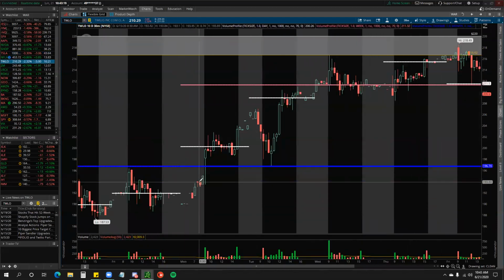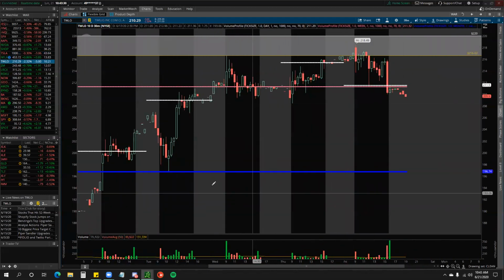All right, Twilio, guys, trying to run this week, woke up extended, fell all the way to point of control, and boom, to the T, guys, gets picked up and then sends this thing flying. Little example there. If it still can't break this all-time high, guys, Twilio can come all the way back to point of control.